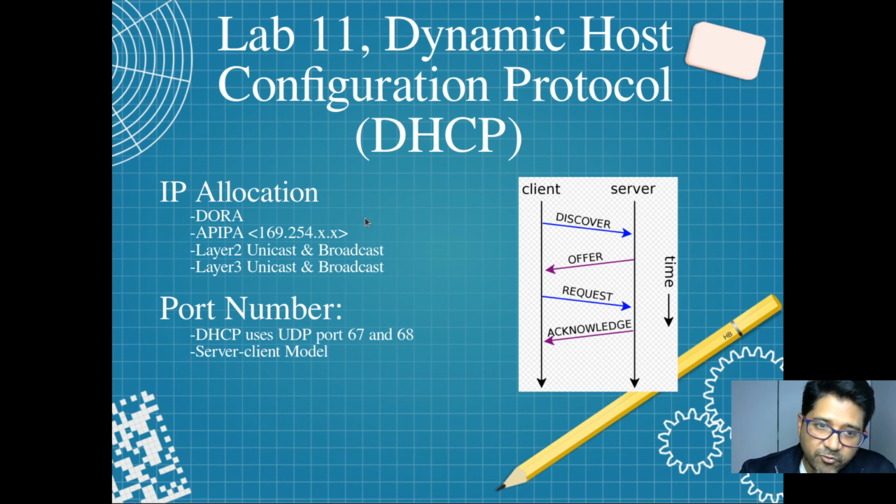If DHCP fails, we have Automatic Private IP Addressing. That range starts from 169.254.0. This is only for LAN communication. It's not good practice; we shouldn't have a LAN without DHCP.